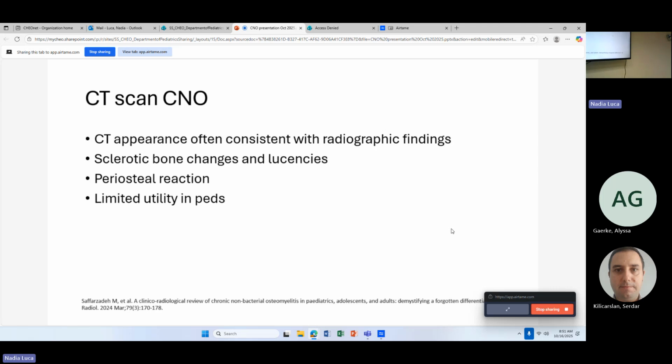CT scans, I would say we don't do often. They tend to not add much to the X-ray, and of course the radiation is a concern. So I would say not something you need to do, but you can do it just to confirm what you're seeing on an X-ray.